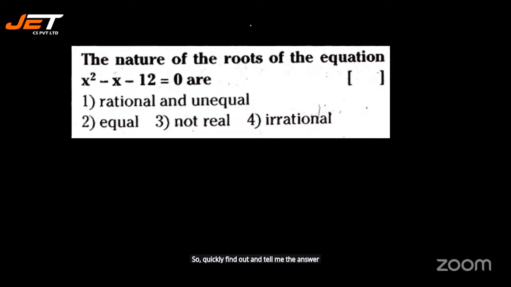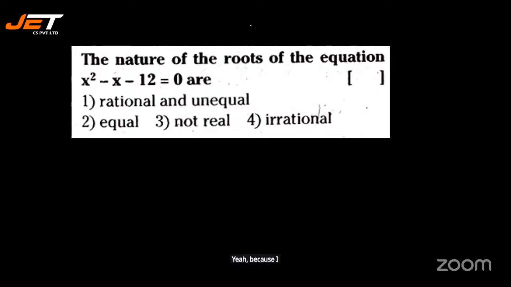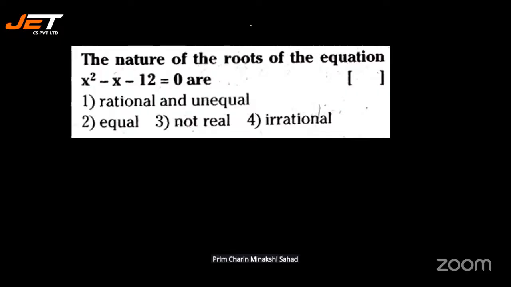By then, let me see how many of you have given the answers. Yeah, because I couldn't check in the last class. I mean, last question. Yes, I do have here. Prem Charan, Meenakshi, Sadhana, Varshita, Jnaneshwar, Manusha, Shrija, Amulya, Harshavardhan, Bhagyalakshmi, Harisharanya, Divya, Pooja, Shruti, Ashwita, Harisharanya again, Srinidhi. All right, good students. So you all have given the correct answers.